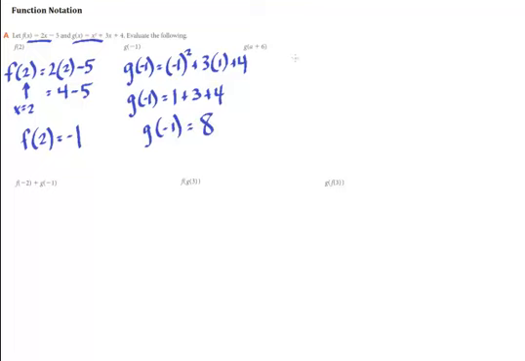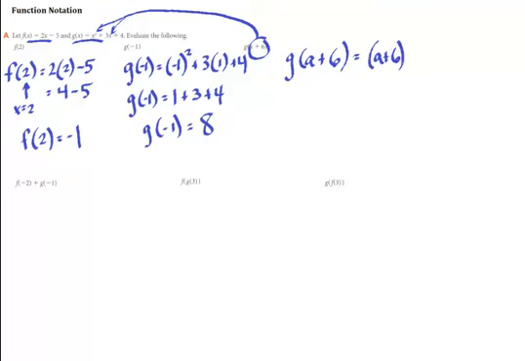Now g of a plus 6. So that means in place of x, I'm going to write this a plus 6, and I'm going to put it in wherever there's an x. So this will be a plus 6 quantity squared plus 3 times a plus 6 plus 4.